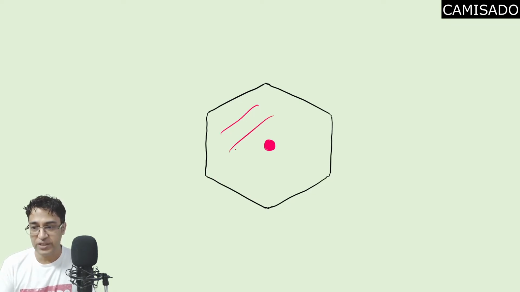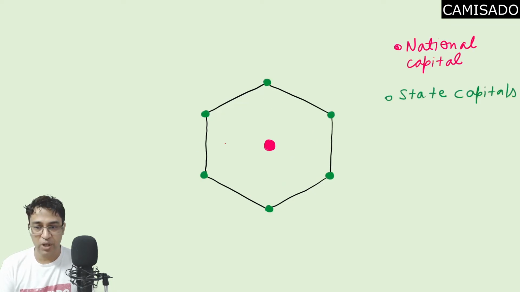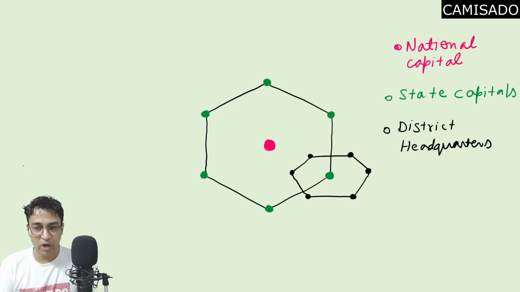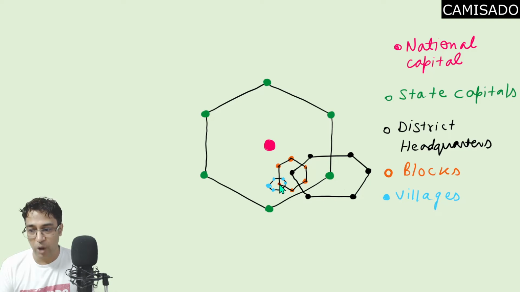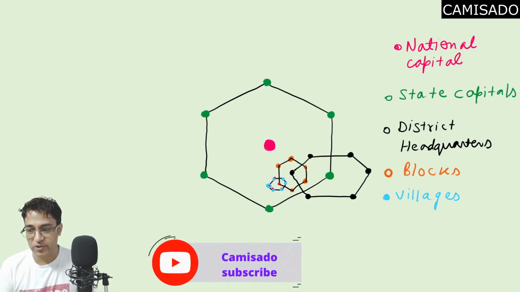For example, if this is a hexagon and this is the complementary area of this central place. Now let us consider this central place as the national capital, and on the vertices let us consider the state capitals. Now if we go further, and around the state capital we make district headquarters, and now if we go even further, and around the district headquarters we draw blocks, so these are the blocks around the state capital. And now if we go even further, and around the block we draw villages, so now let us understand the concept of the nesting pattern.